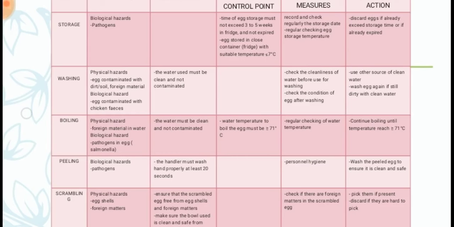For the CP, ensure that the scrambled egg is free from eggshells and foreign matters, and make sure the bowl is clean. For the preventive measure, check if there are foreign matters in the scrambled egg, and for corrective action, pick them if present and discard if they are hard to pick.